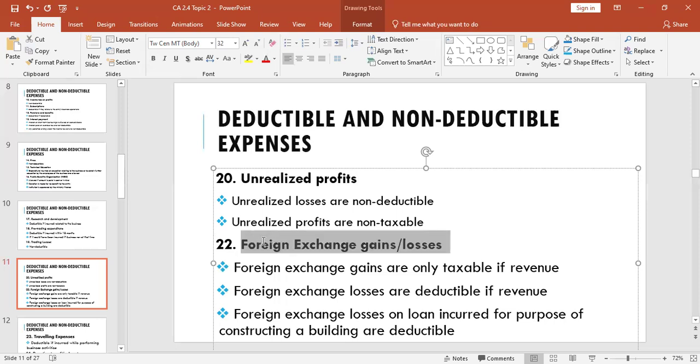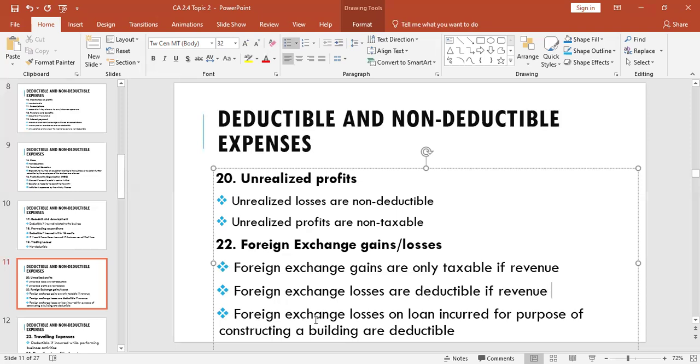Then foreign exchange gains and losses. Foreign exchange gains are only taxable if revenue. If they are capital in nature, they are non-taxable. Then foreign exchange losses are deductible if revenue. So if foreign exchange losses relate to revenue income, then they are deductible for tax purposes.